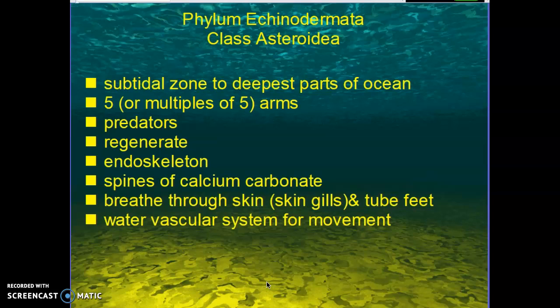Their arms can regenerate. Their spines are made of calcium carbonate, which is very similar to what mollusk shells are made out of, and similar component to our bone. And they breathe through their skin, and they use tube feet. And what is unique to their phyla that no other group has is a water vascular system.